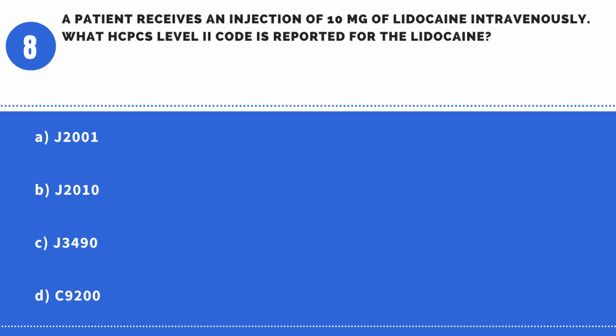Question 8. A patient receives an injection of 10 mg of lidocaine intravenously. What HCPCS Level II code is reported for the lidocaine? A. J2001. B. J2010. C. J3490. D. C9200.